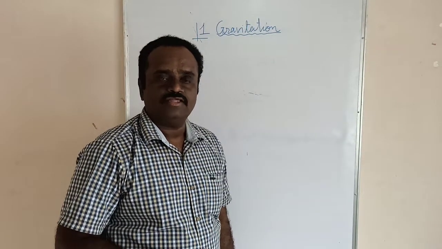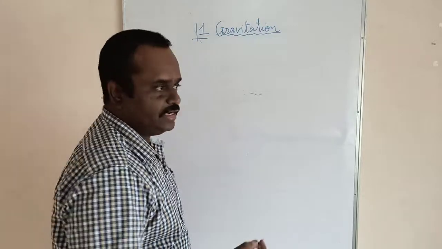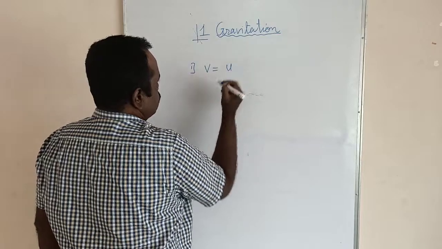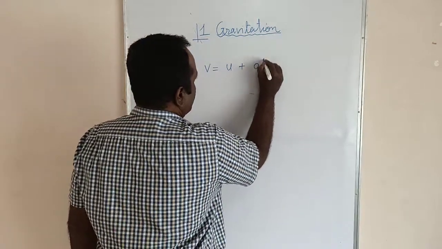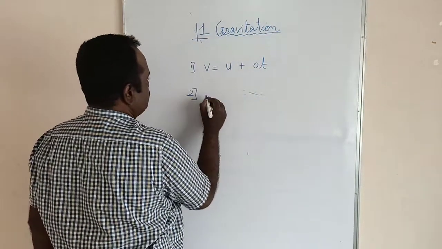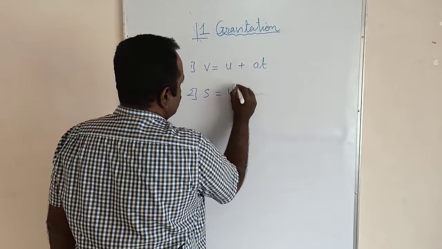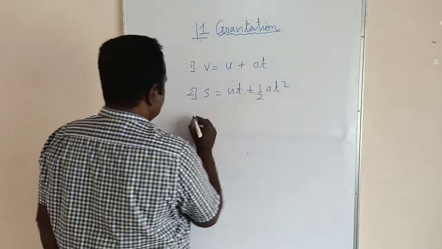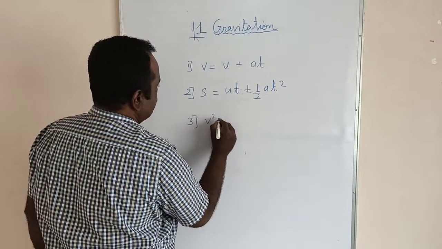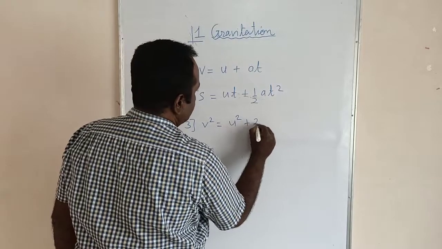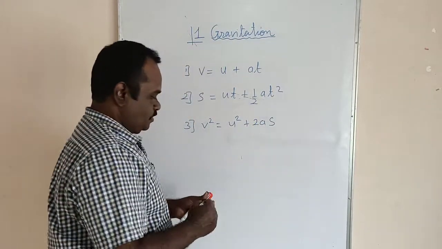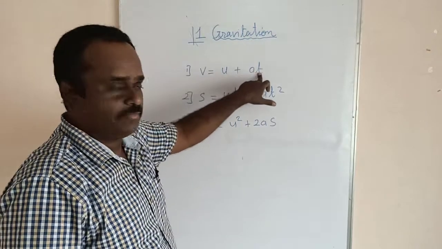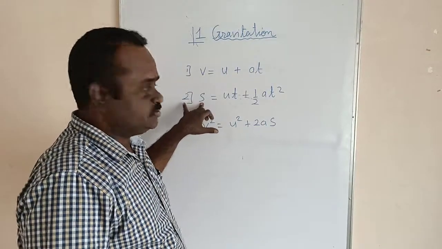As you all know, there are three equations of motion. Let us see one by one. First, v is equal to u plus at. Second, s is equal to ut plus half at square. Third, v square is equal to u square plus 2as. Here v is final velocity, u is initial velocity, a is acceleration, t is time, and s is displacement.